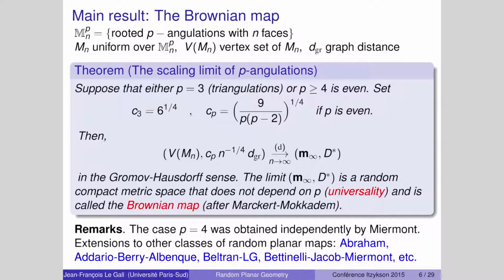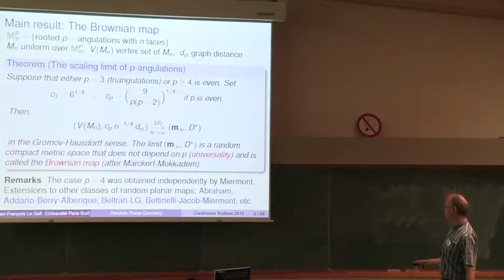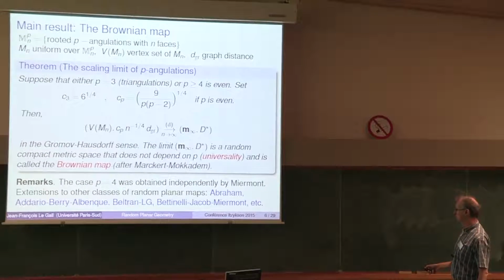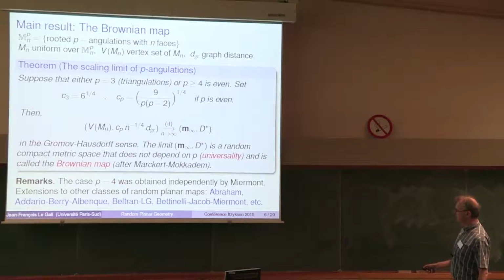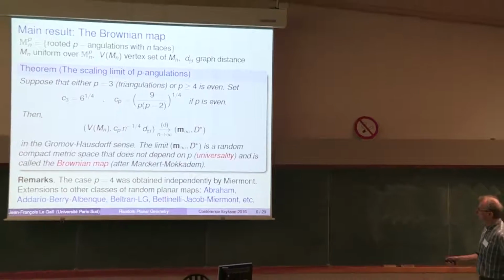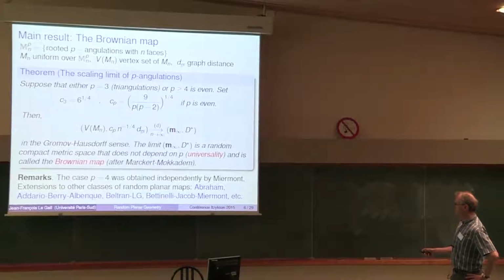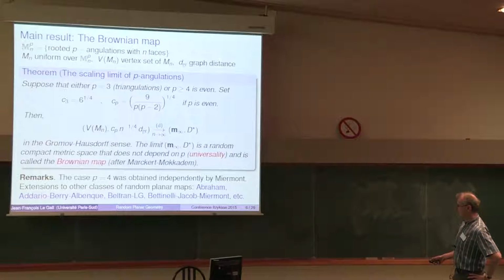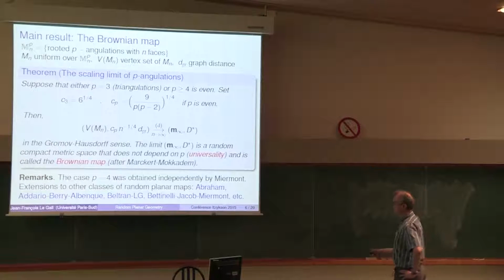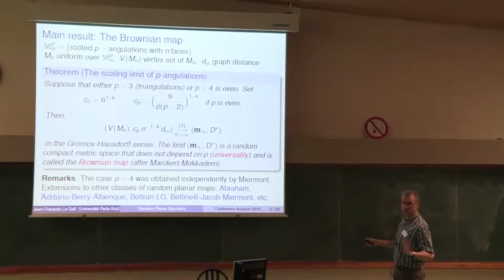I should immediately say that when I obtained this theorem, the case p equals 4, the case of quadrangulations, was obtained also independently, in fact a little before my work, by Miermont. Since then, there have been extensions to many other classes of random planar maps, always with the same limit, the Brownian map. I mention in particular that Marie Albenque and Louigi Addario-Berry have announced recently that this holds even for odd values of p. So it should hold for all values of p.